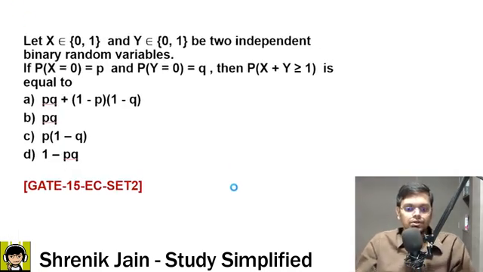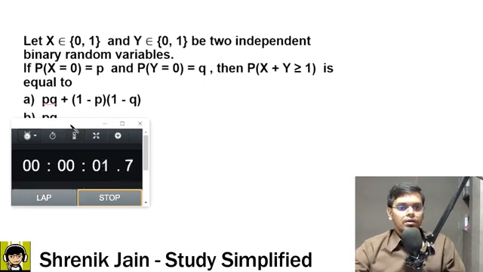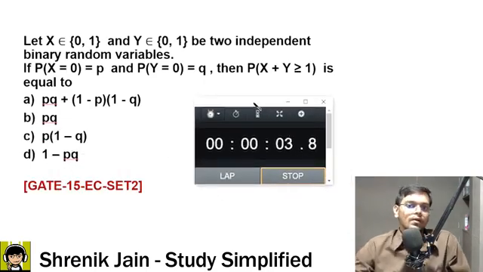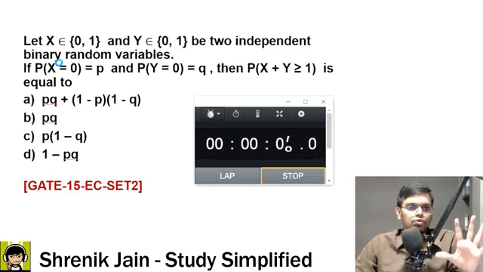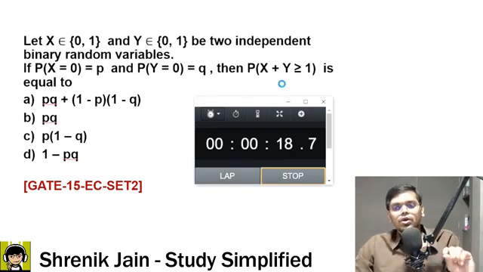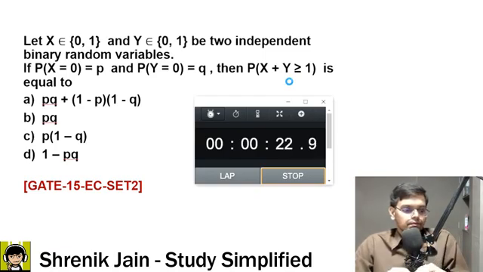Try the next question. Tell me guys, what is the answer? X can take two values 0, 1. Y can take two values 0, 1. Be two independent binary random variables. Binary means only 2. Bi is nothing but 2. Tri means 3. Mono, uni means 1. Okay, so if P of x is 0 is p and P of y is 0 is q, then can you find P of x plus y greater than or equal to 1?